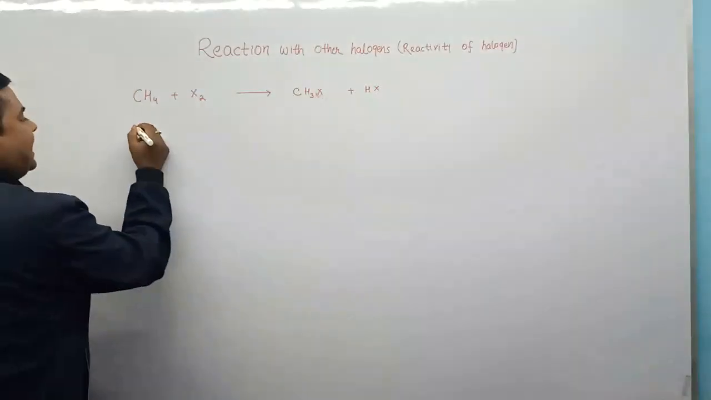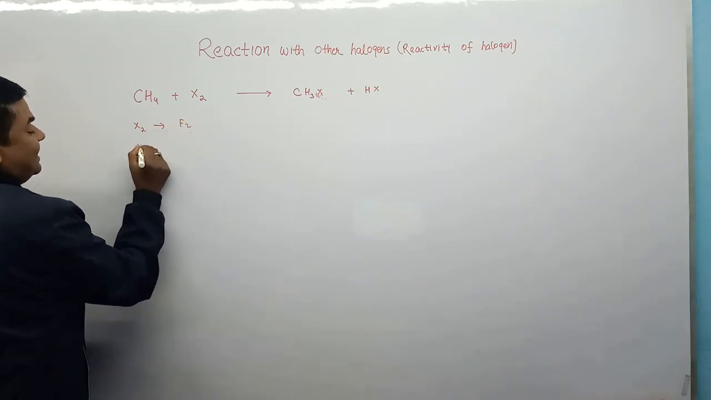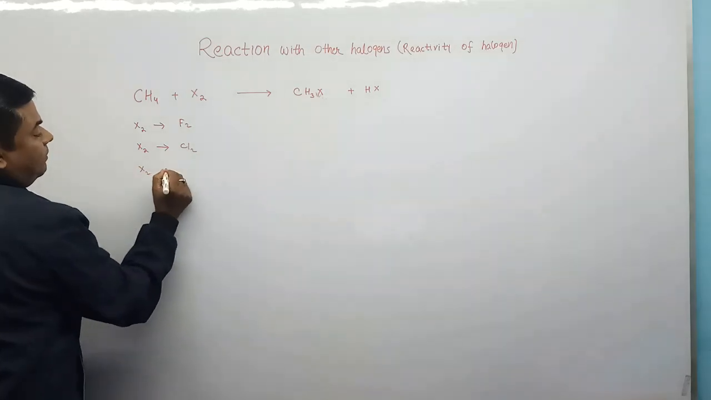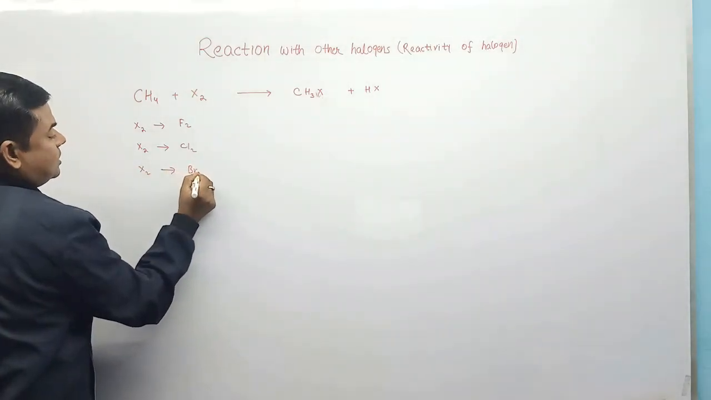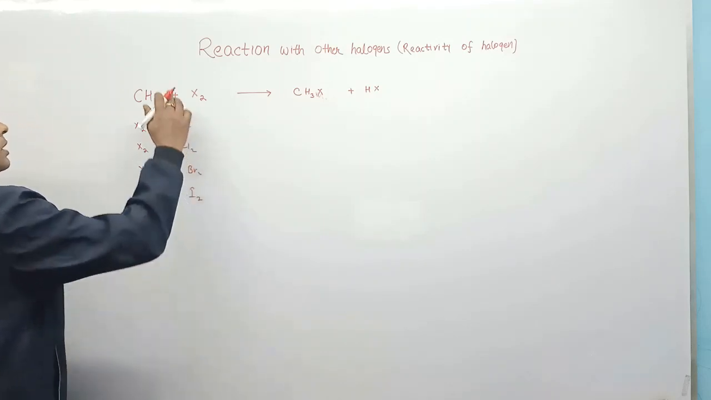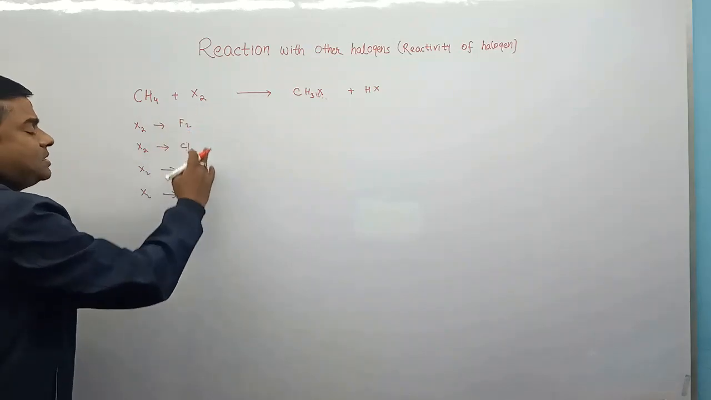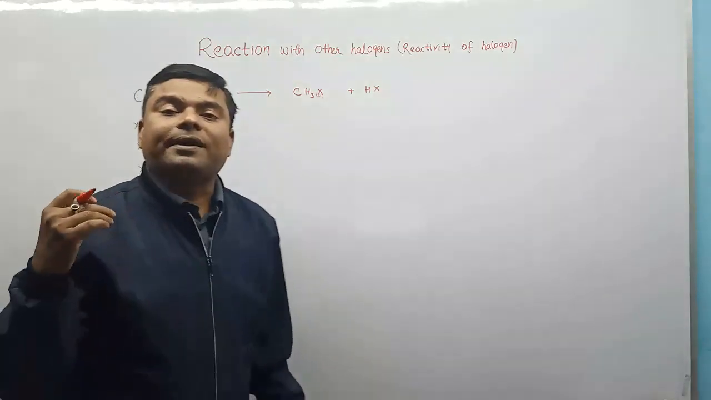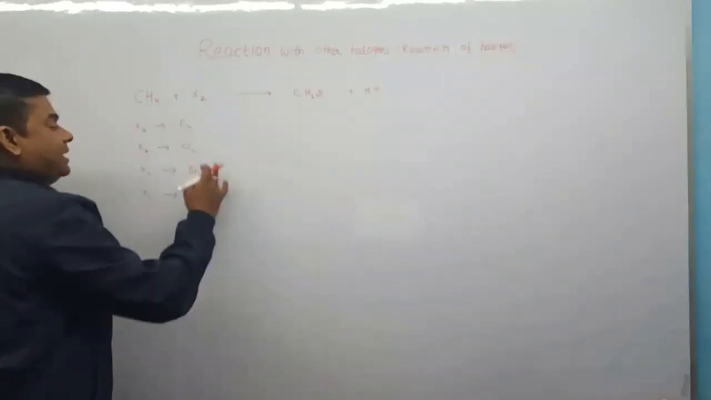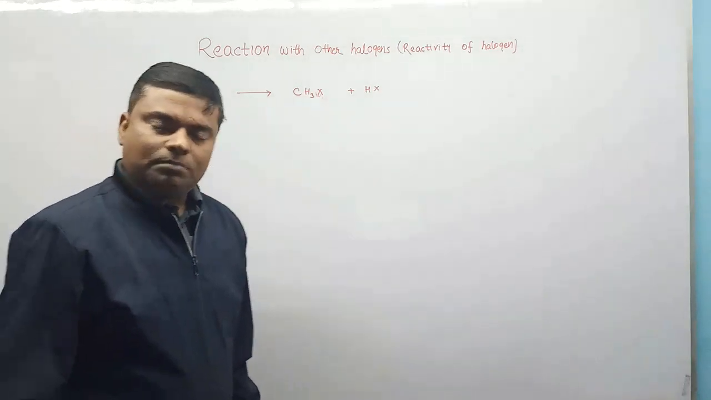Now this X2 may be fluorine, that is F2. This X2 may be chlorine. This X2 may be bromine. This X2 may be iodine. Now, if we treat methane with all these halogens, what is the reactivity? How fast does the reaction occur with these reagents with the same reactant, that is methane?